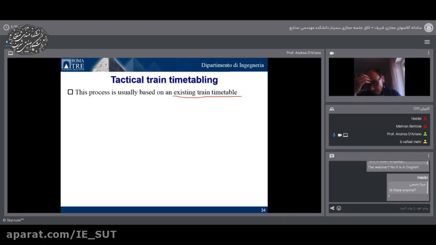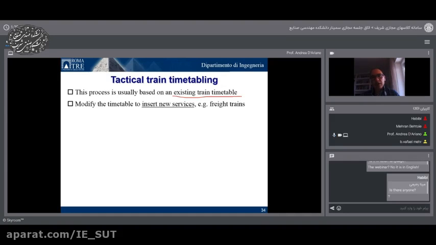From the point of view of the return on the investment, you can easily count. If you have a new freight train in your timetable, you have a gain of millions of euros, especially if this has no impact on the passenger flows. So this is a very interesting problem, inserting new services, and this is an example of tactical train timetabling.